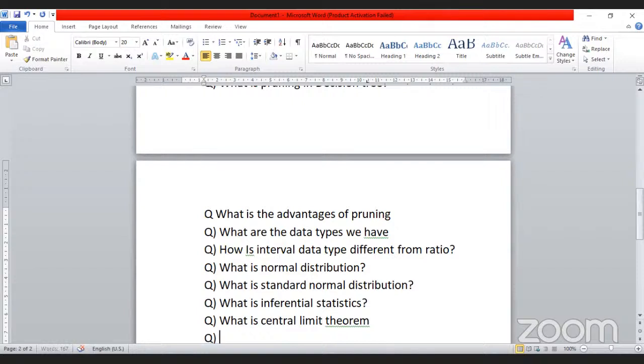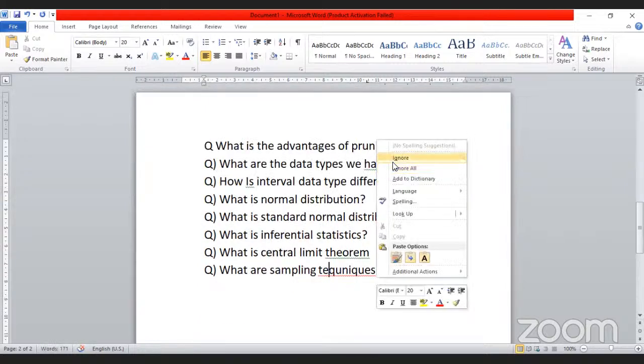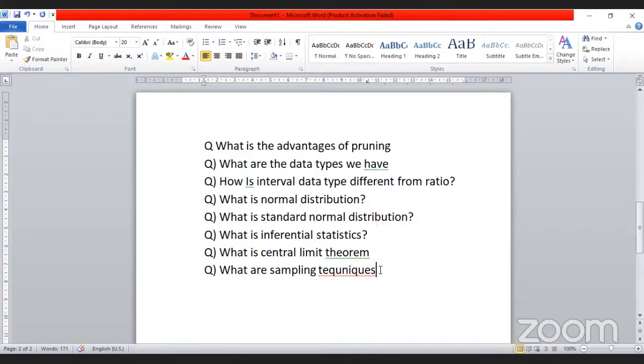Our today's last question will be, what are sampling techniques? Okay, so we have multiple sampling techniques like simple random sampling, stratified sampling, and cluster sampling. These are some of the sampling techniques.